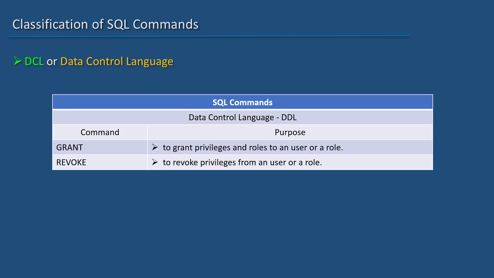Data control language contains grant and revoke statements. Grant is used to grant privileges and roles to a user or a role. Revoke is used to revoke privileges from a user or a role.